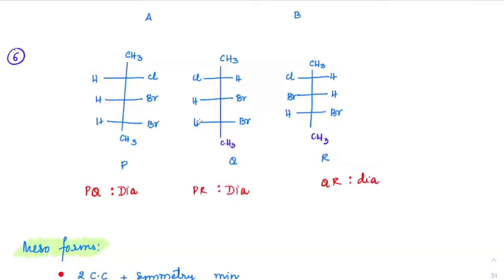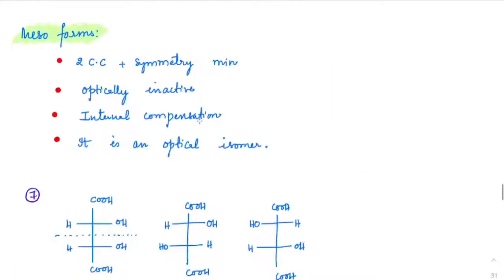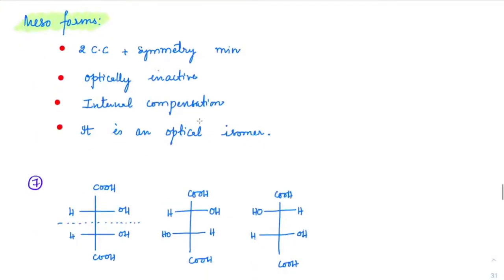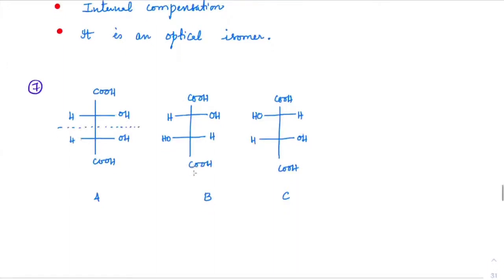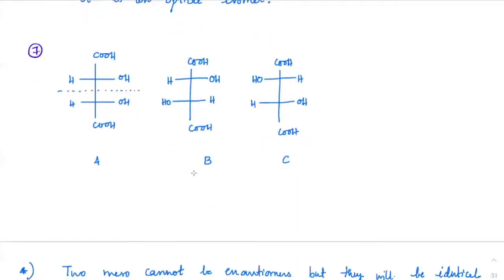Okay. Now coming to the mesoforms. So when it comes to a mesoform, what we expect is there should be at least two chiral centers, and there must be symmetry existing in between them, and it will be optically inactive. And why is it optically inactive? Because of internal compensation, and it is counted as an optical isomer. Clear? This also we discussed earlier. So we'll just go through a few questions here. Check out this.